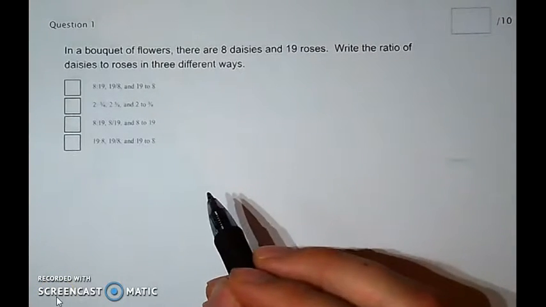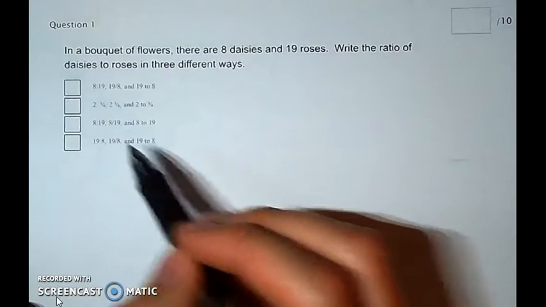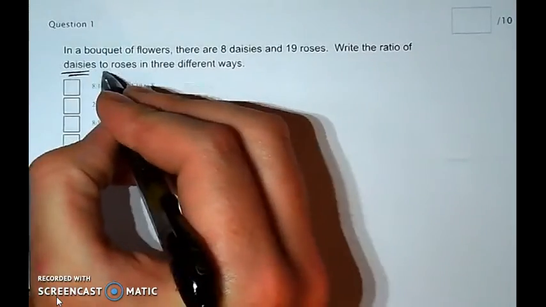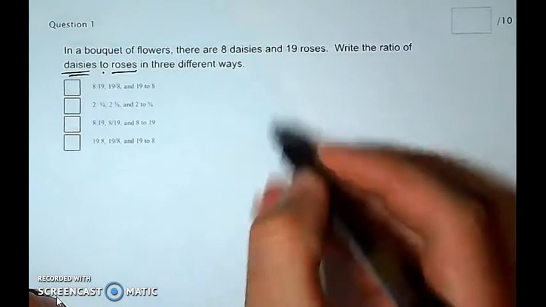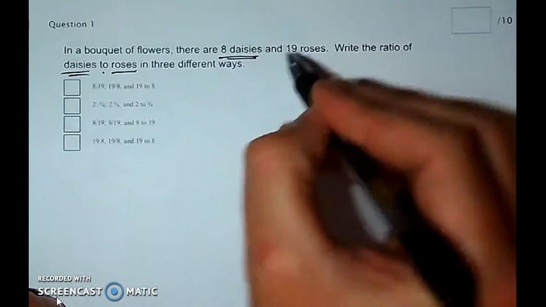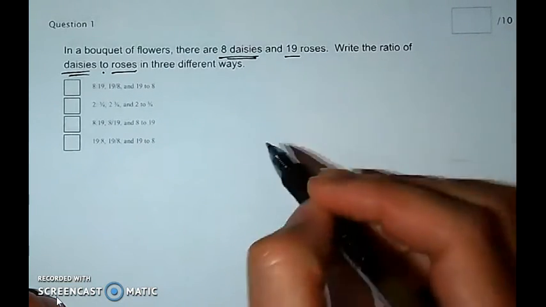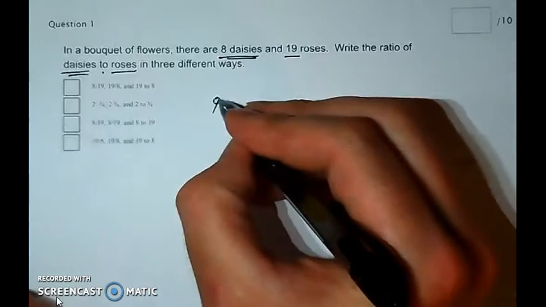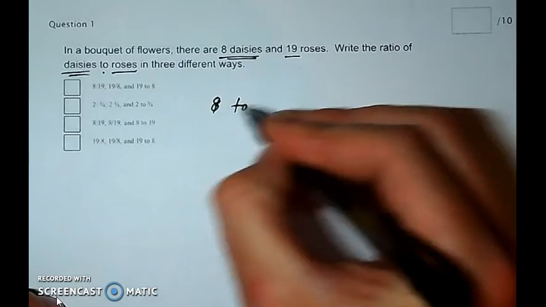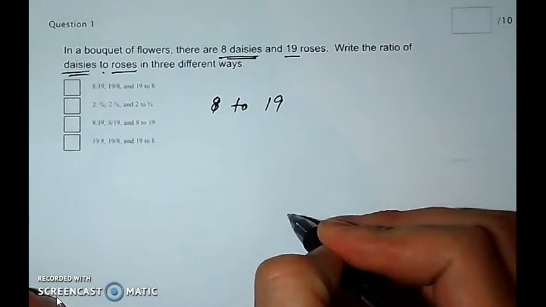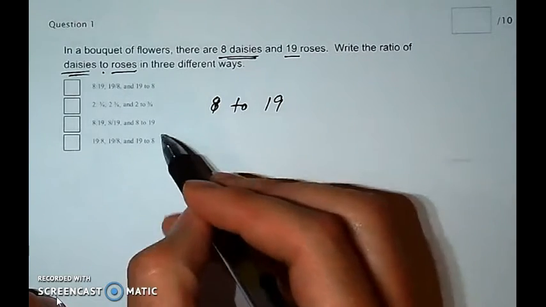So here they're looking for the ratio of daisies to roses in 3 different ways. So we have to give them what they're looking for. They're asking for daisies to roses, right? So we have 8 daisies and 19 roses, and it has to come in that order. So that's 8 to 19. And it needs to come in that order, and we're looking for the best answer.